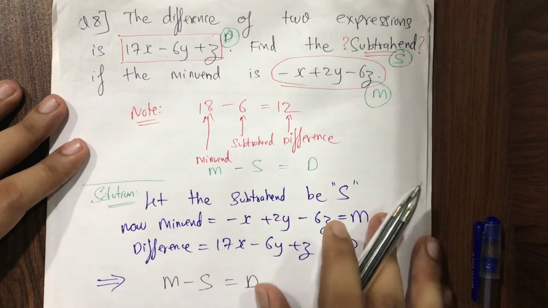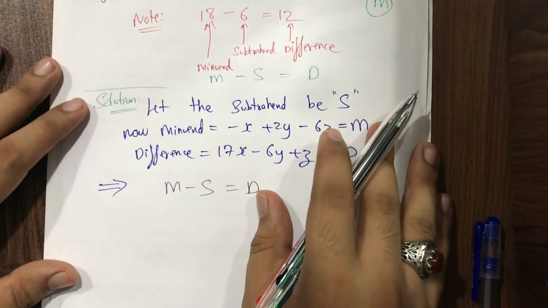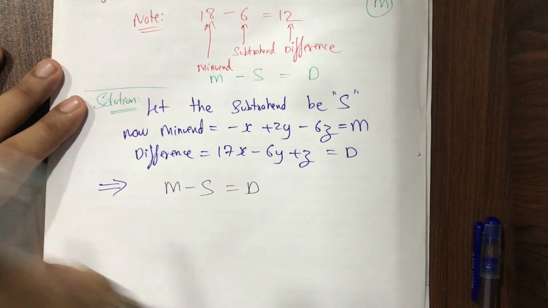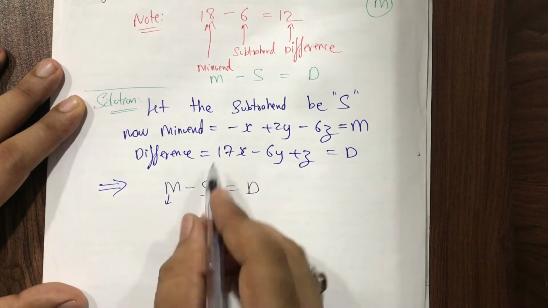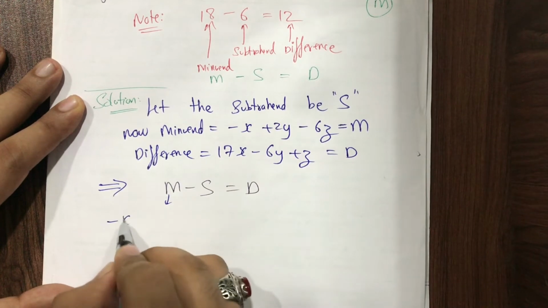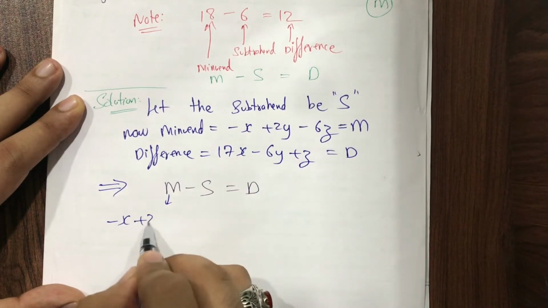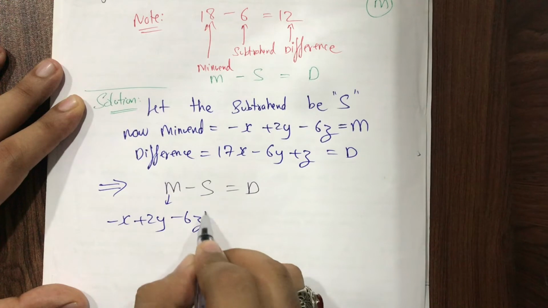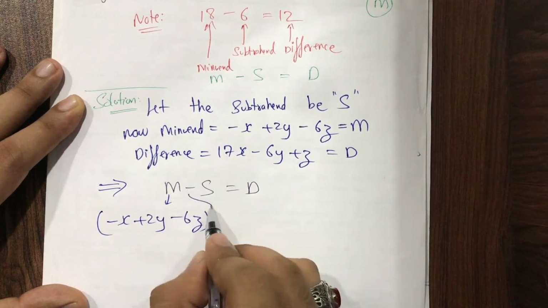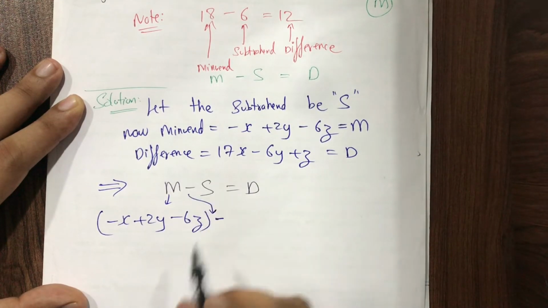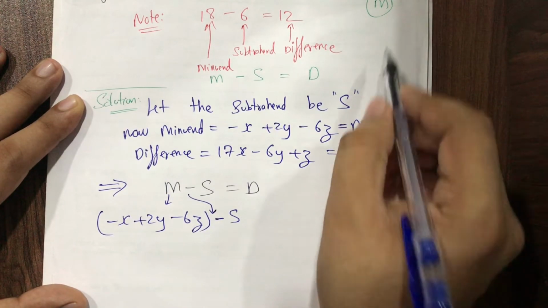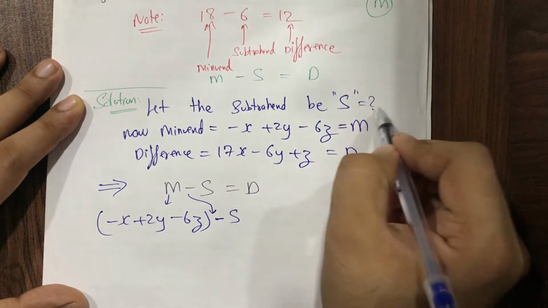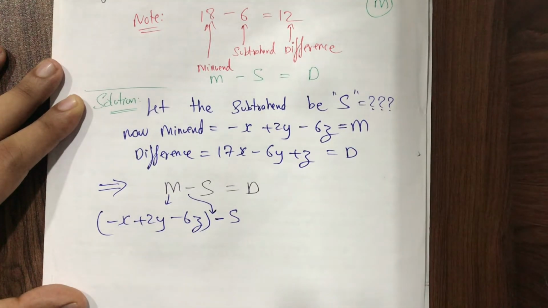You have to copy this note. At the place of M, I'll substitute minuend. What is my minuend? My minuend is minus x plus 2y minus 6z. Minus as it is in between. What is my subtrahend? I don't know my subtrahend, so capital S only. It is to be found out. Subtrahend is question mark. We don't know.